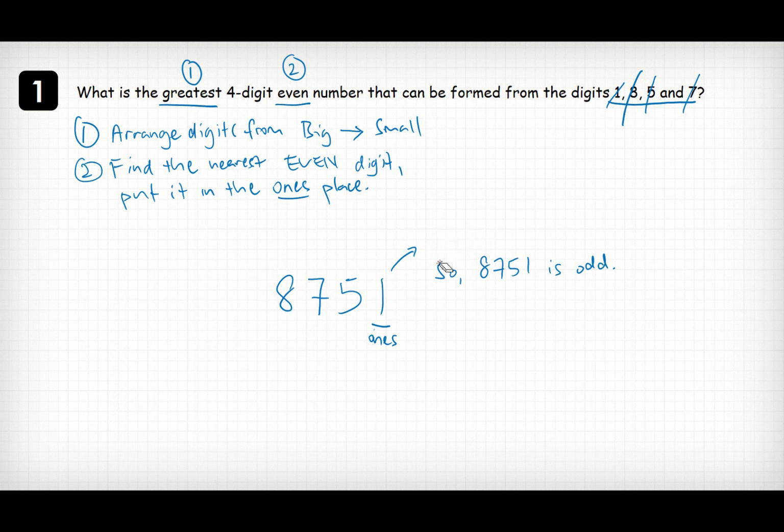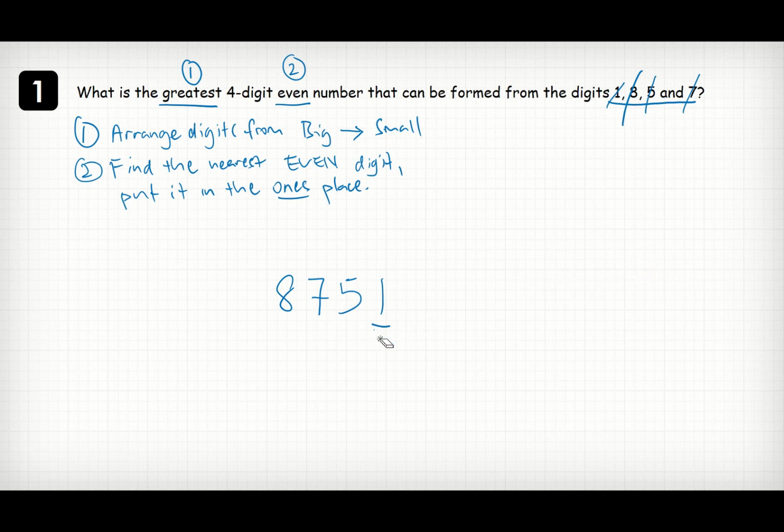Likewise, if this number is not odd, means it's even, then 8751 is not odd. That means it's even. Alright? So we just have to look at the digit in the ones place. The full explanation will take a longer time and have been covered in primary 2. So I will not go there because I think most of you do not need it.